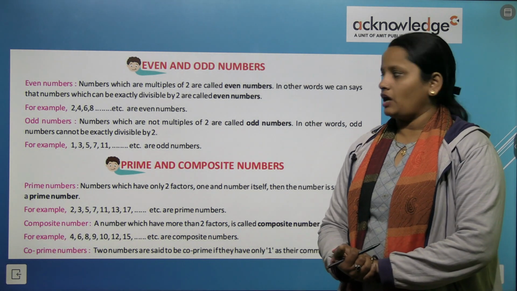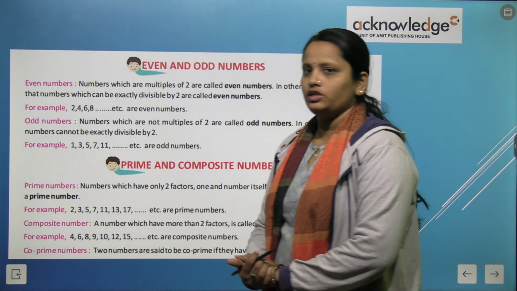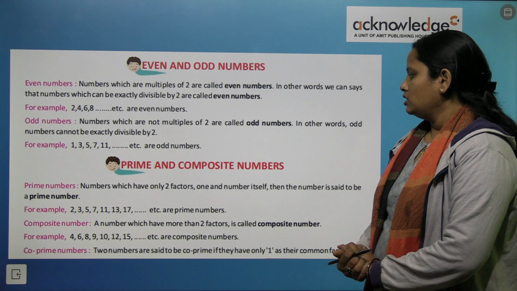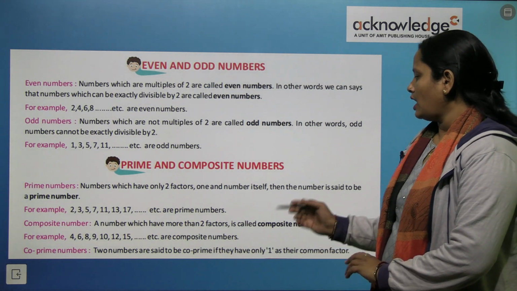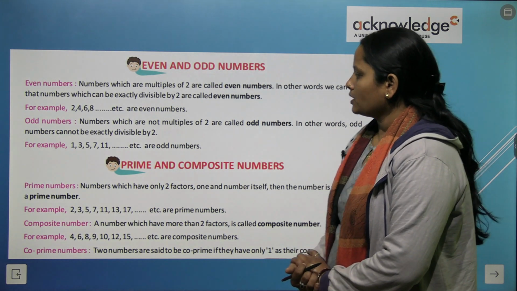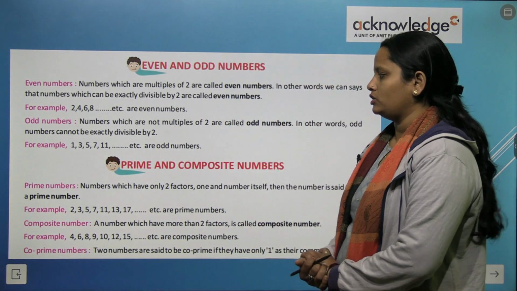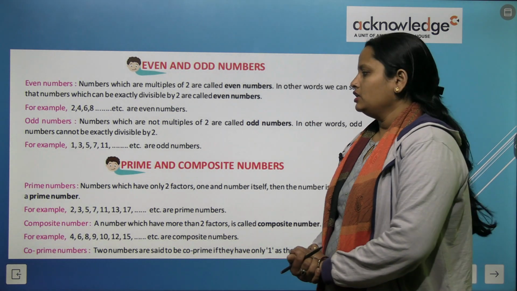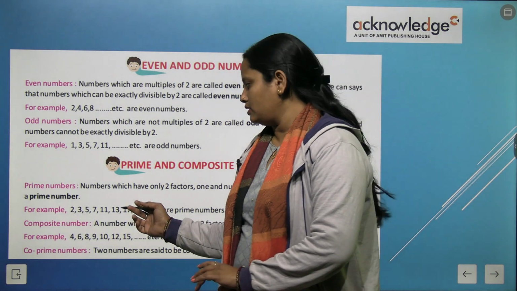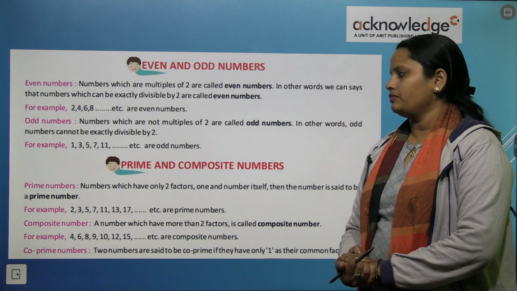Now, what are prime and composite numbers? Prime numbers are numbers that have only two factors, 1 and the number itself, and the number is said to be a prime number. जो प्राइम नंबर्स होते हैं उनके दो फैक्टर्स होते हैं, एक 1 और दूसरा वो खुद वही नंबर होता है. Next, let's see the examples: 2, 3, 5, 7, 11, 13, 17 etc. These are the prime numbers.